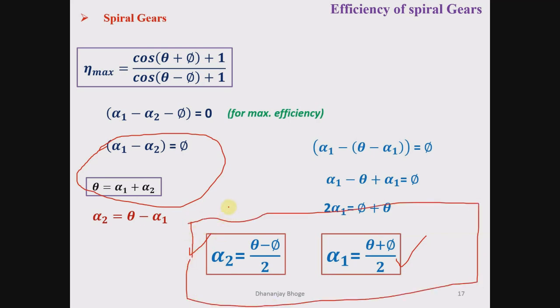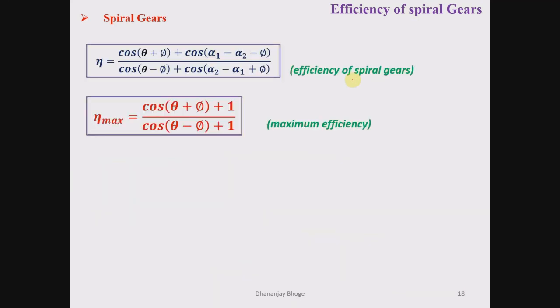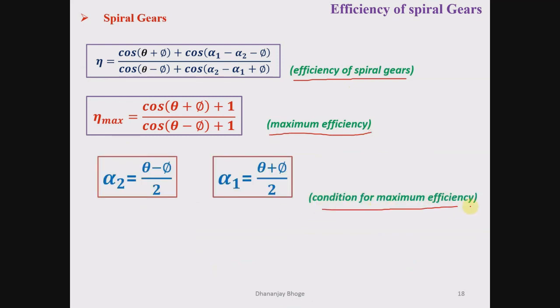And next to it, write: this is the condition for maximum efficiency. So in order to get the maximum efficiency of spiral gears, you will design the spiral gears using these equations. You can decide the angle of inclination of the teeth of both the gears using this equation in order to get the maximum efficiency. So finally we have these four equations. First one is efficiency of spiral gears, second is maximum efficiency of spiral gears, and the condition for maximum efficiency.